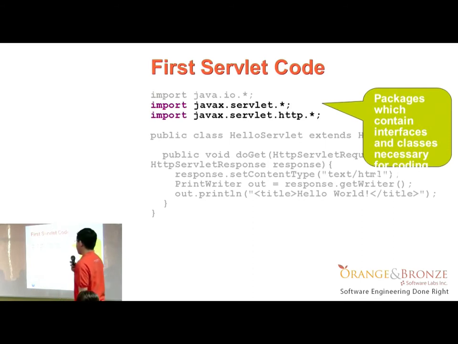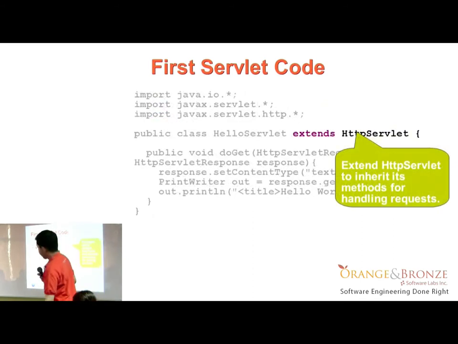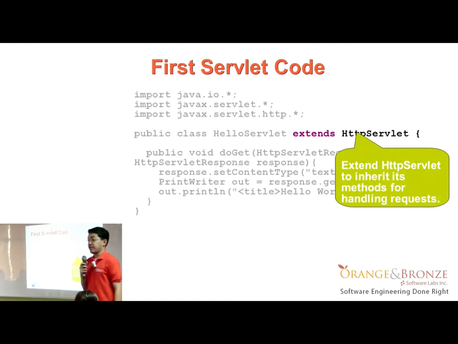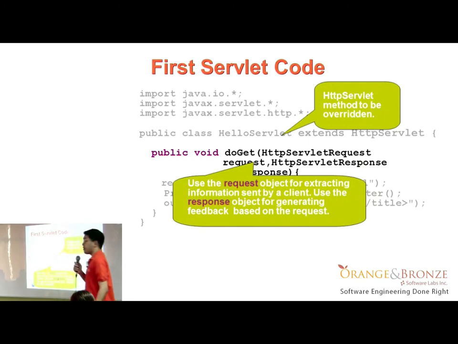So you import the packages which contain servlets, after which you extend HttpServlet. This is what tells it that it's a servlet that you can run. And then we override a method. doGet is a method that's found in HttpServlet, and we override it, and we tell it that this is what we want to do when a GET request is made on the server.